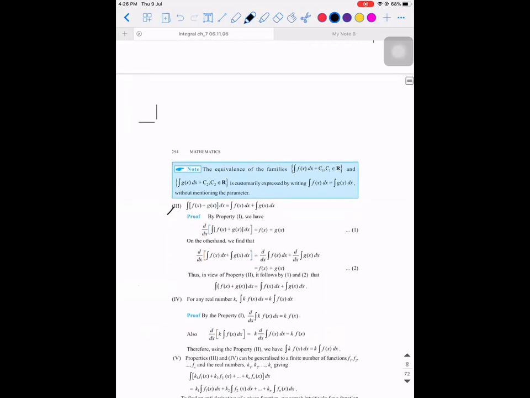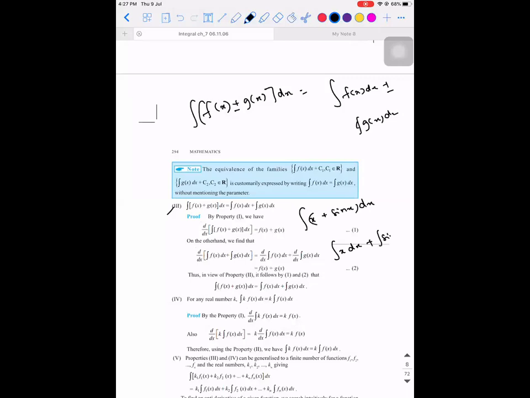The next property is, if you have a sum of two functions, f of x plus g of x dx, then it can be the integral of f of x dx separately plus the integral of g of x dx separately. It can be plus or minus also, to be more specific. The best example we can take is the integral of x plus sine x dx. So what will the answer be? It will be the integral of x dx plus the integral of sine x dx.